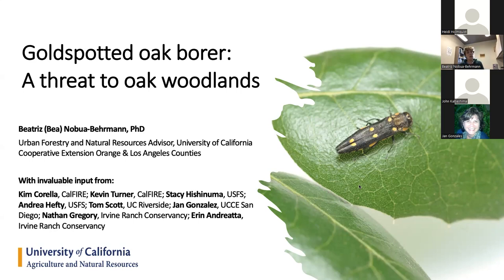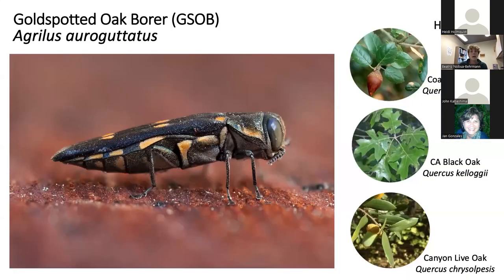So to get us started, what we call Goldspotted Oak Borer, or GSOB, is a flat-headed borer from the Buprestidae family, also known as jewel beetles. Emerald ash borer is a very closely related pest to goldspotted oak borer. It's the same genus. So it's one of these small beetles, not as small as invasive shothole borers. One of the things that it has in common with shothole borer is that, unlike many other borers that attack dying trees, this one attacks healthy trees.